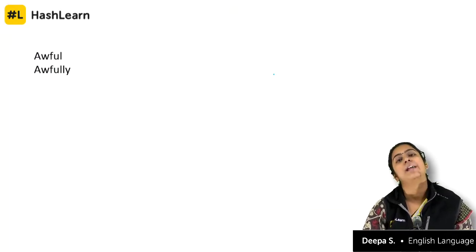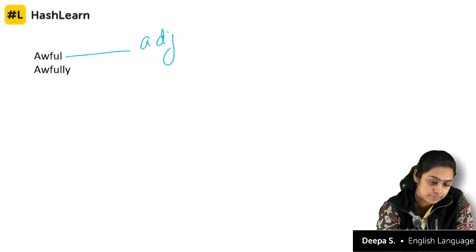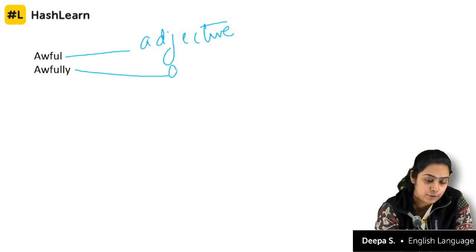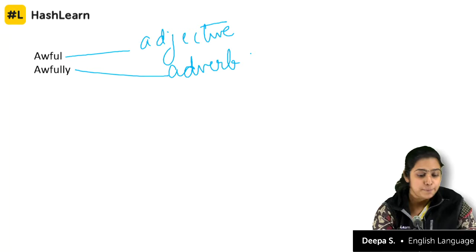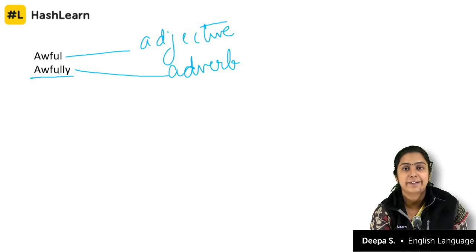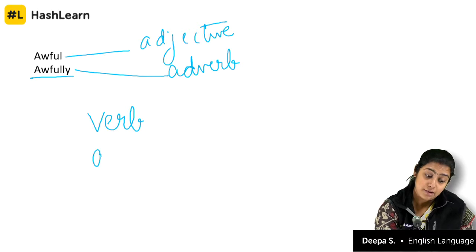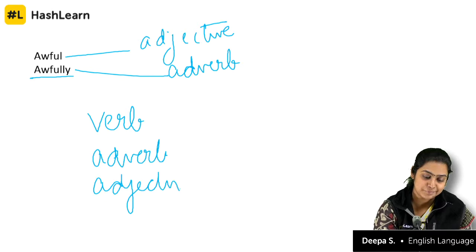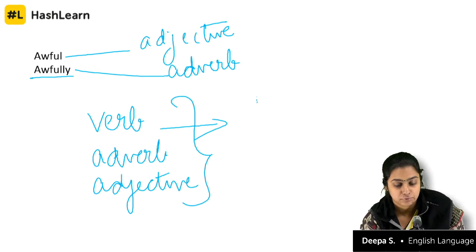Then there is awful and awfully. Okay, awful is an adjective. Awfully, on the other hand, is an adverb. Okay. Now, an adverb is something that quantifies or qualifies a verb, an adverb, or an adjective. Okay. Now let's look at a verb that fast. Okay. Fast.